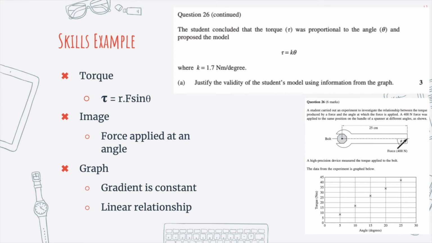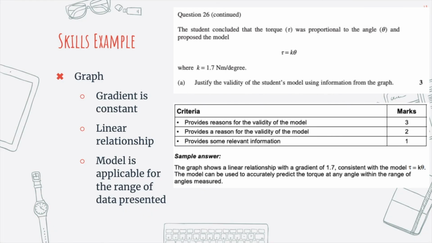So let's have a look at the graph. We can see that it is increasing in a linear fashion, and this linear fashion produces a constant gradient. So we can say that yes, this model that the student has put forth, that torque is equal to the constant value multiplied by theta, is demonstrating a gradient that is constant. This is also demonstrating that linear relationship where torque on theta will give us a constant value. So the model put forth by the student is applicable for the range of the data that he has presented in that graph.